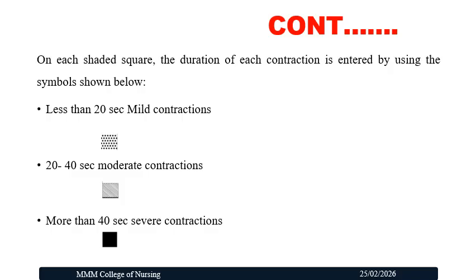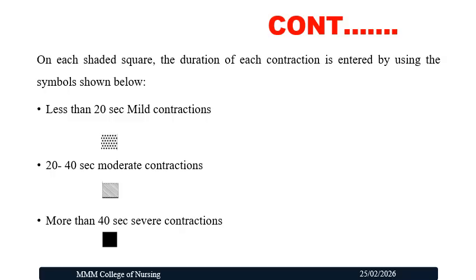So this is what I have told you. Mild, moderate and severe. There are three types of contractions: mild, moderate and severe. When you say it is mild, it means when the mother gets the contraction, you have to place the hand over the abdomen and look into the watch for the seconds. If the seconds fall into the category between 1 to 20, it is called a mild contraction.